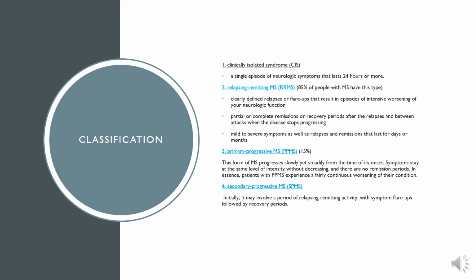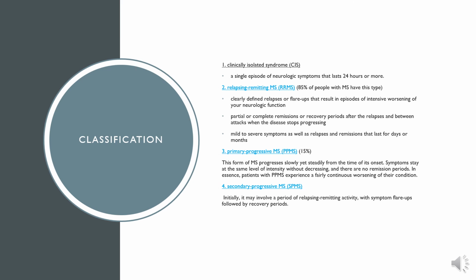The third classification is primary progressive MS. 15% of people with MS have this type. This form of MS progresses slowly yet steadily from the time of its onset. Symptoms stay at the same level of intensity without decreasing, and there are no remission periods. In essence, patients with this type of MS experience a fairly continuous worsening of their condition.